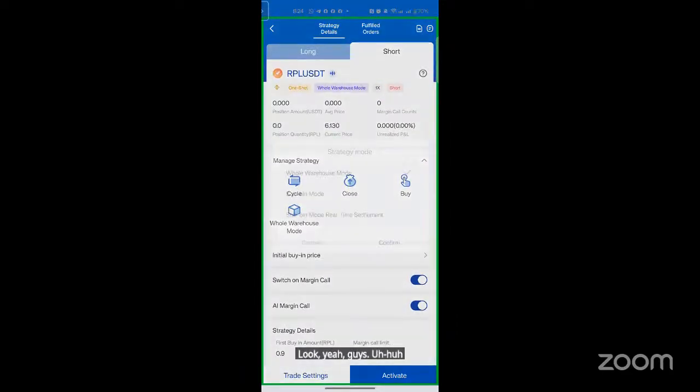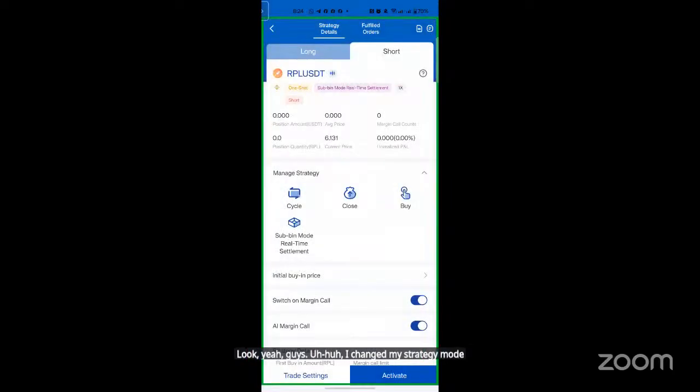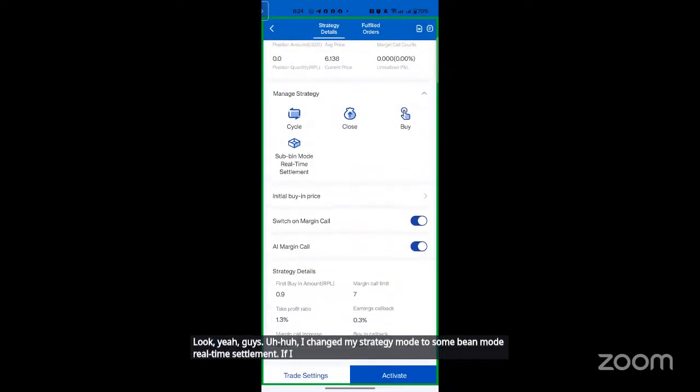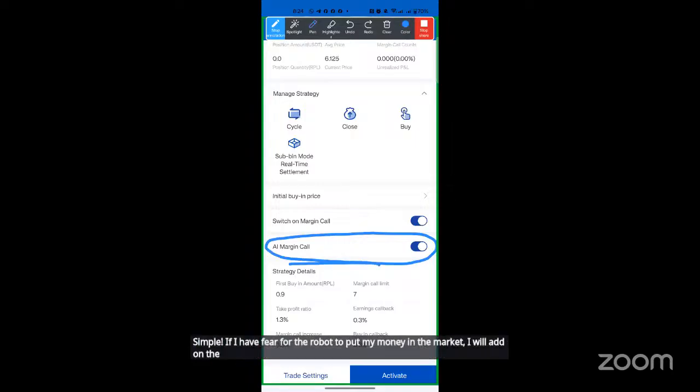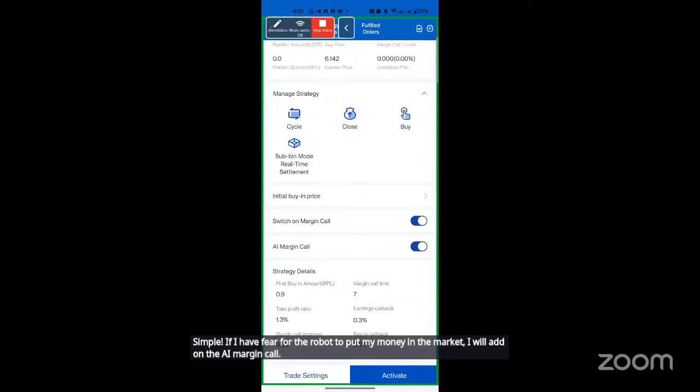Look here, guys. I change my strategy mode to sub-bin mode, real-time settlement. If I have fear for the robot to put my money in the market, simple, I will add on the AI margin call. Activate my robot.